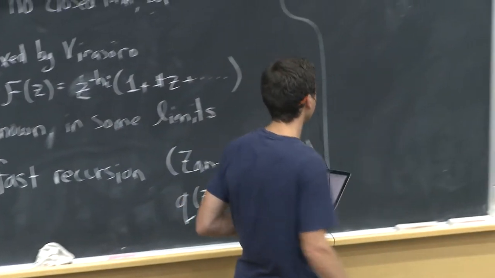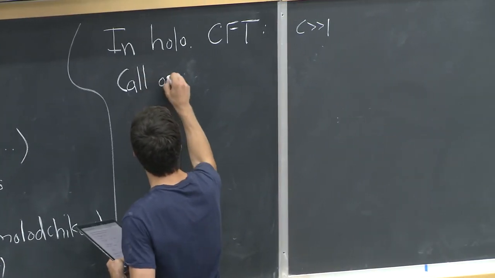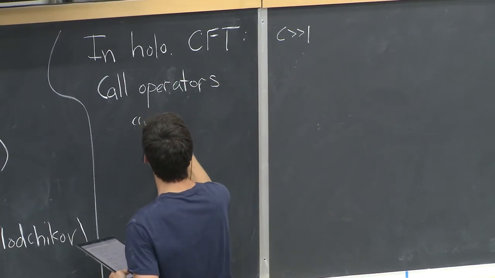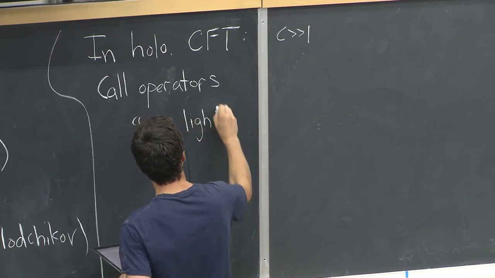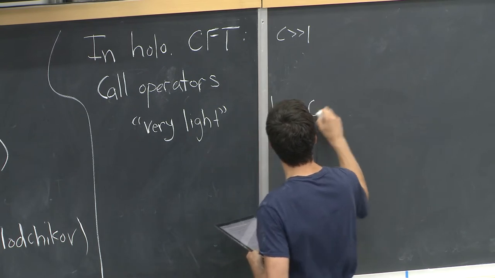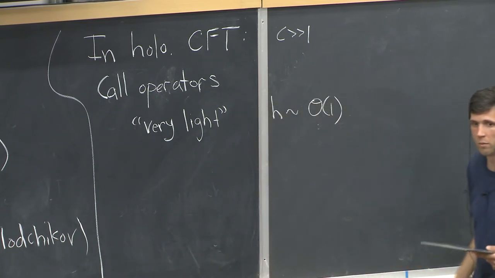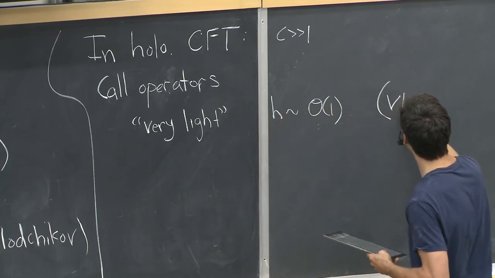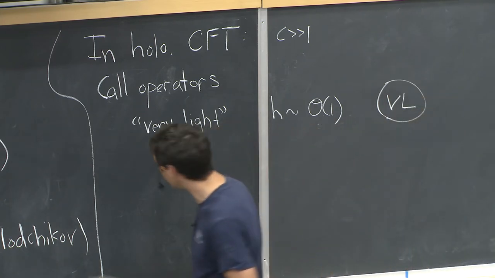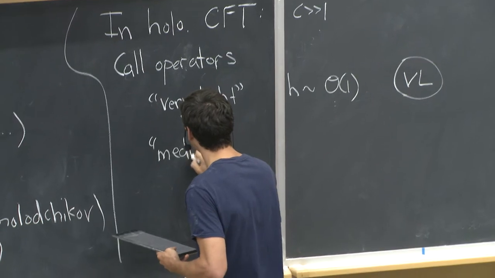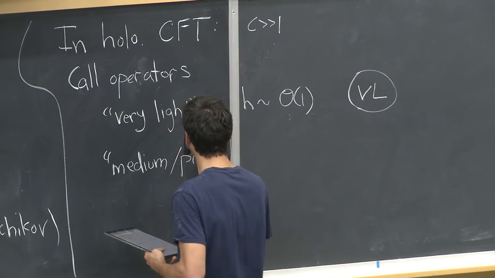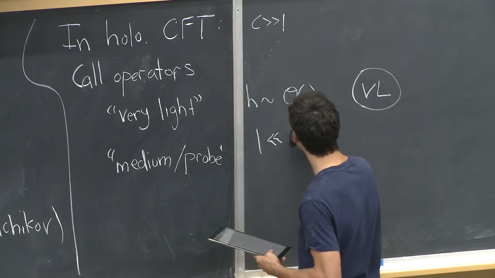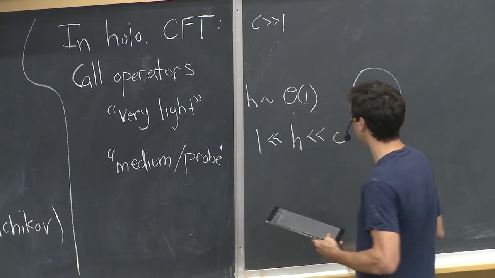So let me give these operators some names. We're going to call operators very light if the scaling dimension is order c to the 0, or 1. Maybe I'll call these VL. I don't know if I'll need that. We'll call them medium, or probe operators, for 1 much less than h, much less than c.